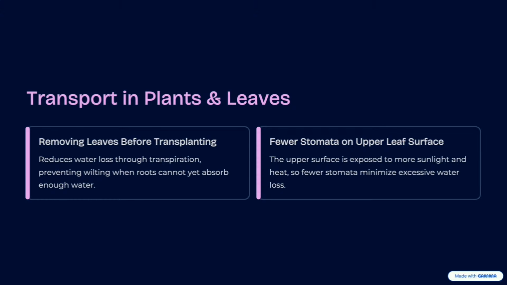Part 2 of question 1 was: there are generally fewer stomata on the upper side of the leaf than on the lower side of the leaf. So still this is on the same topic, transport in plants, and the same answer applies here. It reduces the rate of transpiration.